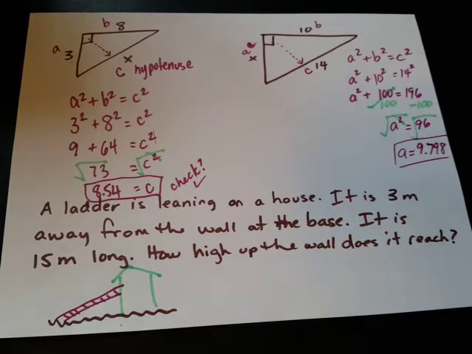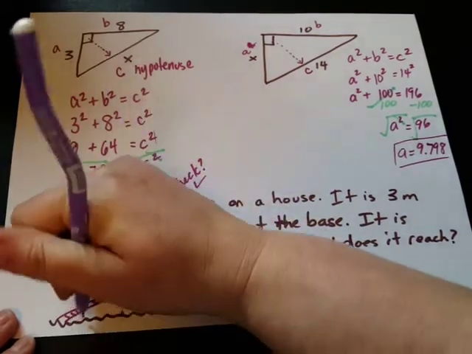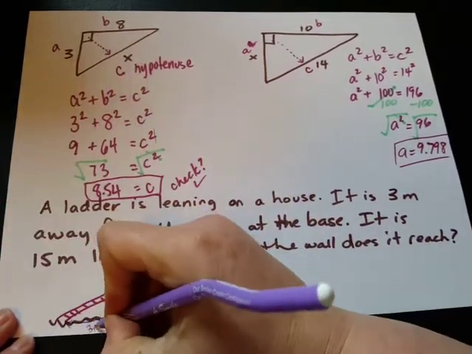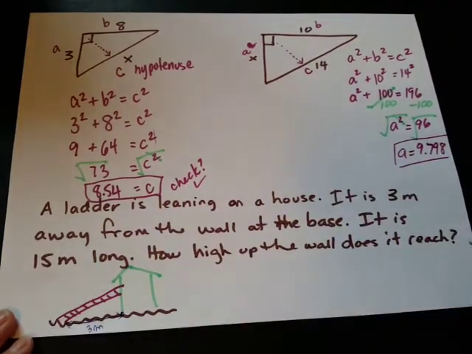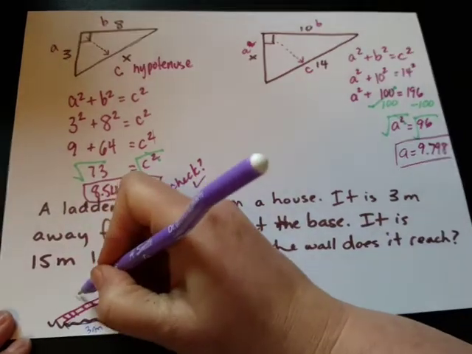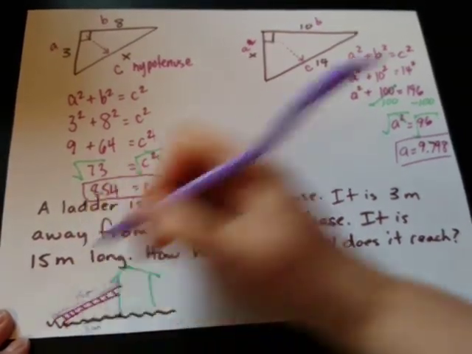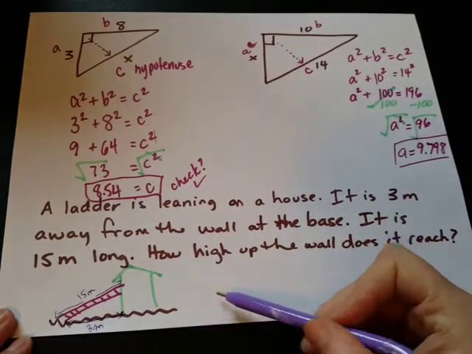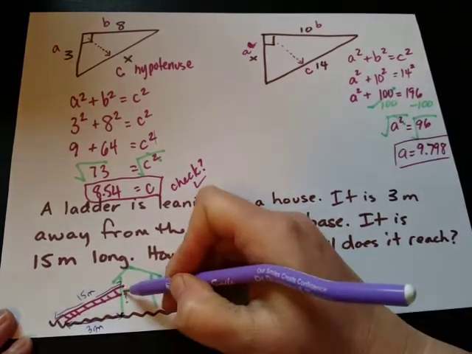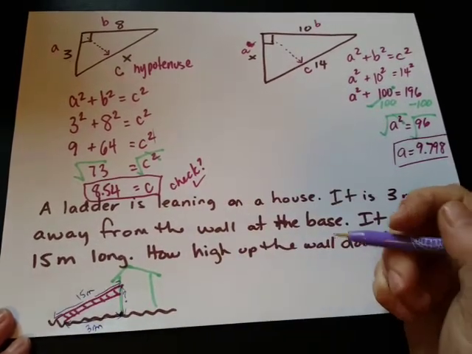from the wall at the base of the house. So here's the base of the house, and here's the ladder. So I'm figuring that this distance is 3 meters. And the ladder itself is 15 meters long. Well, that's a really long ladder. So the question is, how high up the wall does it reach? So it's wondering, how high is this section here? How high up the wall does it reach?